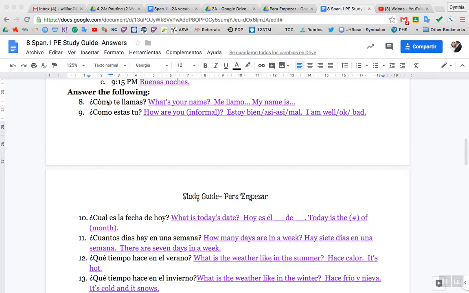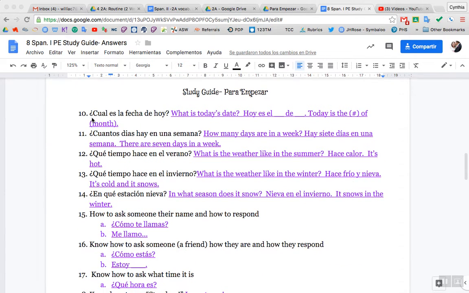Answer the following. Number 8, ¿cómo te llamas? That means what's your name? And you're going to say me llamo, which means my name is. Number 9, ¿cómo estás tú? How are you? Informal. That would be answered with estoy, and then either bien, así, mal, I am good, so, or bad. Okay. Number 10, ¿cuál es la fecha de hoy? What's today's date? You would answer that with hoy es el blank de blank, or in other words, today is the number of month.